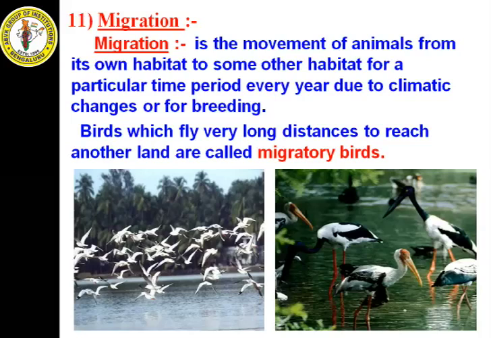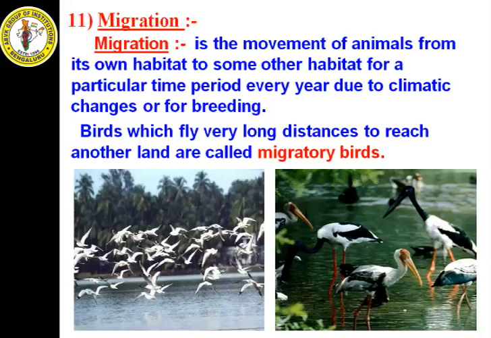Okay, there are two reasons why animals migrate: one is climatic changes and one more is breeding. Birds which fly very long distances to reach another land are called migratory birds. So what are migratory birds? The birds which fly very long distances to reach another land are called migratory birds.